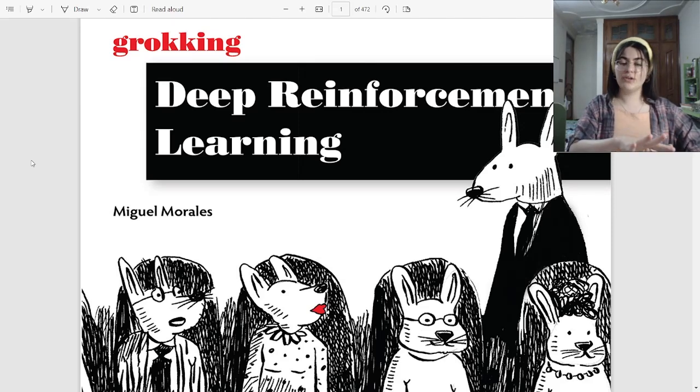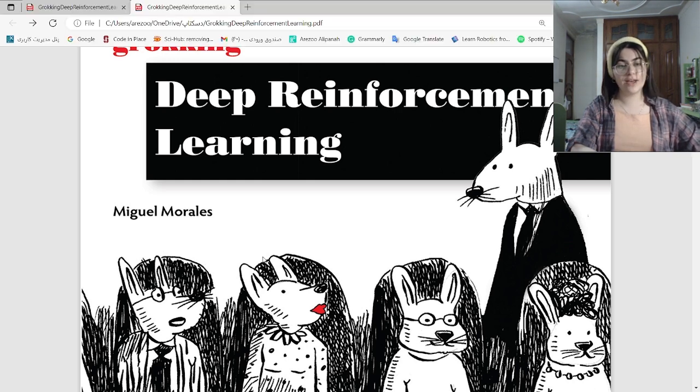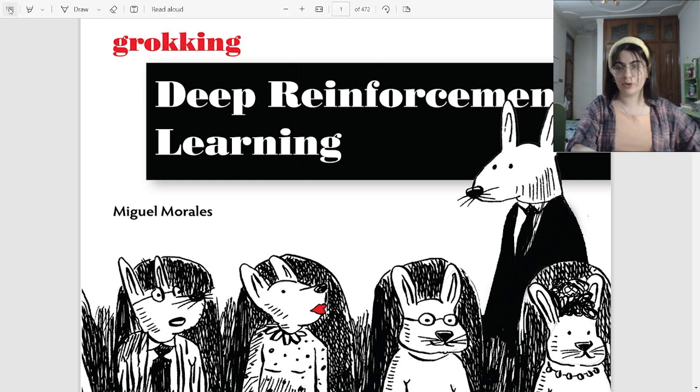And here we are trying to read two books. One of them is Deep Reinforcement Learning Grokking, and the other is Hands-on Machine Learning for now. And yeah, we'll try to cover one chapter every week if possible. And it's finally the time. So we're finally starting from chapter 1 of the book.